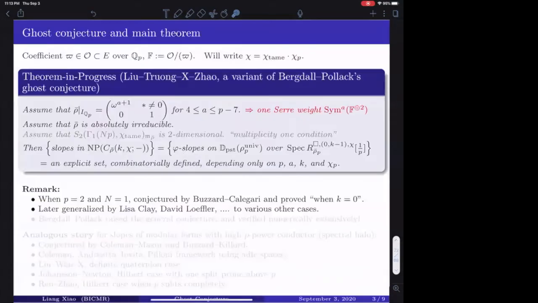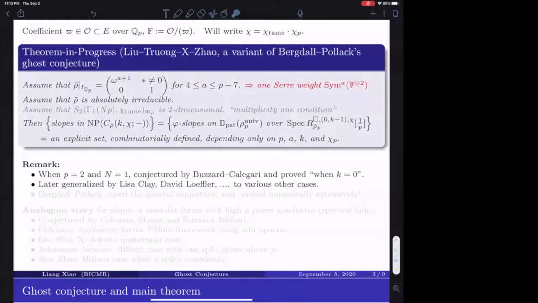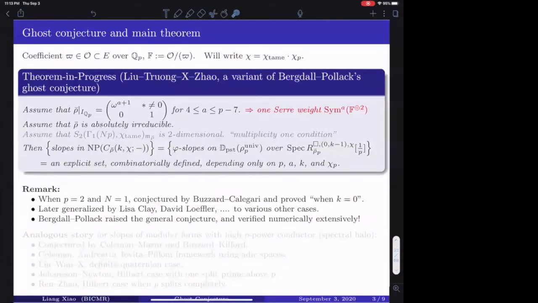This conjecture was later generalized by other people, say Liang Xiao and David Loeffler, to various other cases. It's still a conjecture formulation. And what's most important, which our work really relies on, is Bergdall and Pollack's reformulation of this conjecture, which gives meaning to this combinatorial recipe. They also numerically verified this conjecture extensively, so we really believe that this must be a correct thing.